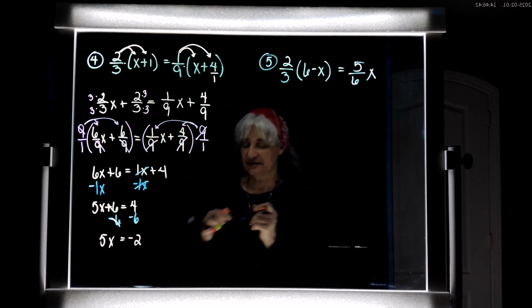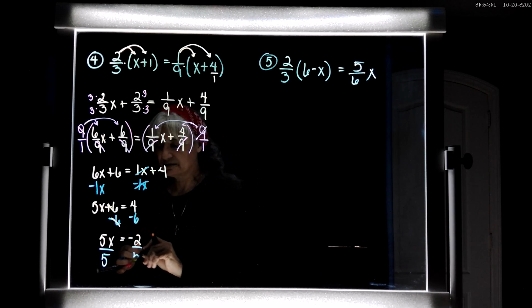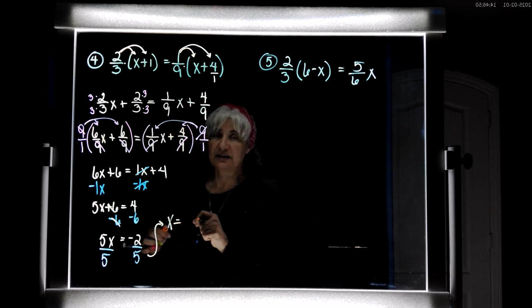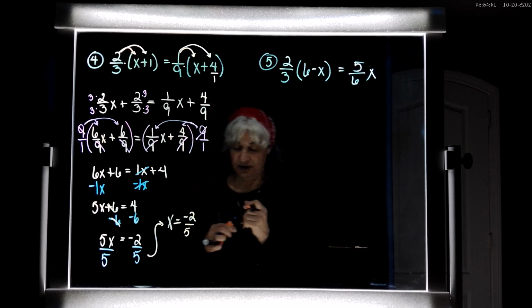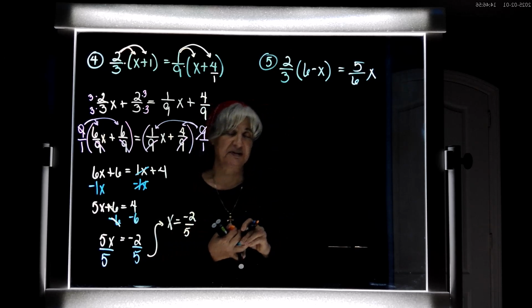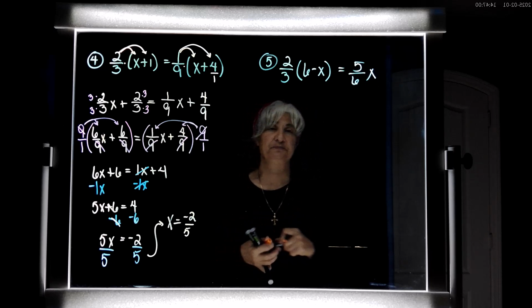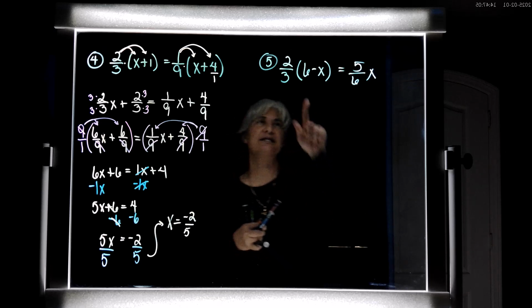And then divide both sides by 5. So you end up with x equaling negative 2 over 5. Your answer is still a fraction. That's great, but I didn't have to deal with the fractions for too long in this problem. Good? Okay, let's see this problem.